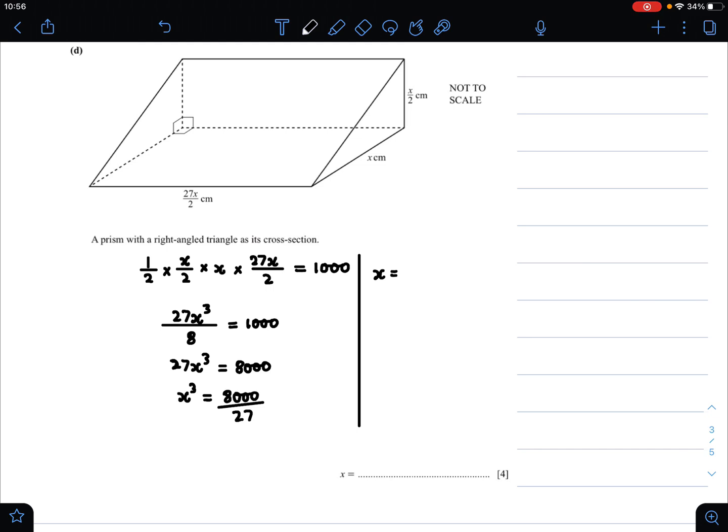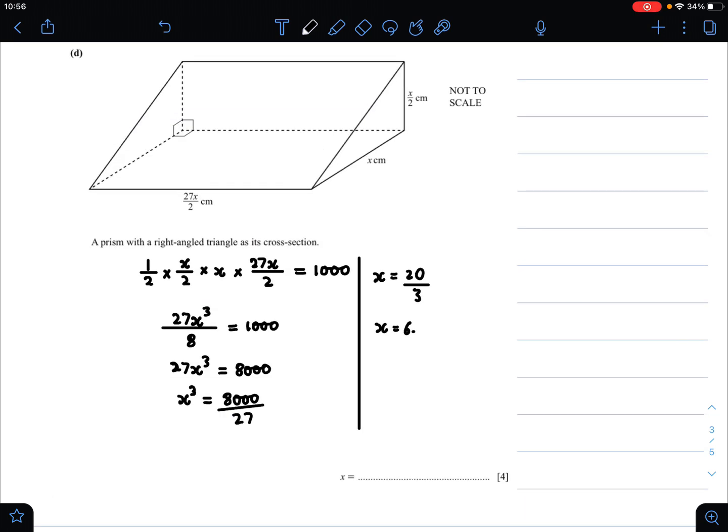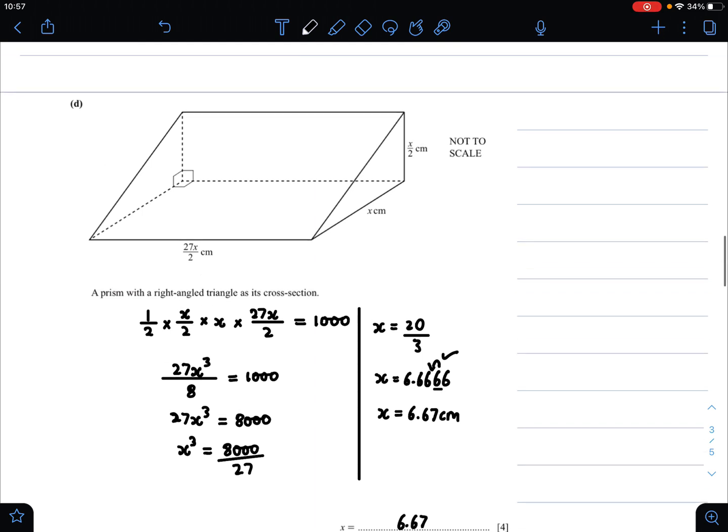So cube root of 8000 divided by 27 is equal to 20 by 3, and in decimals it is equal to 6.6666. And since we need to give our final answer in 3 significant figures, x will be equal to 6.67. This is because the fourth significant figure in this case, which is 6, is greater than or equal to 5. So it will round off the third significant figure to the next number. Therefore 6.67 will be your final answer for part D of this question.